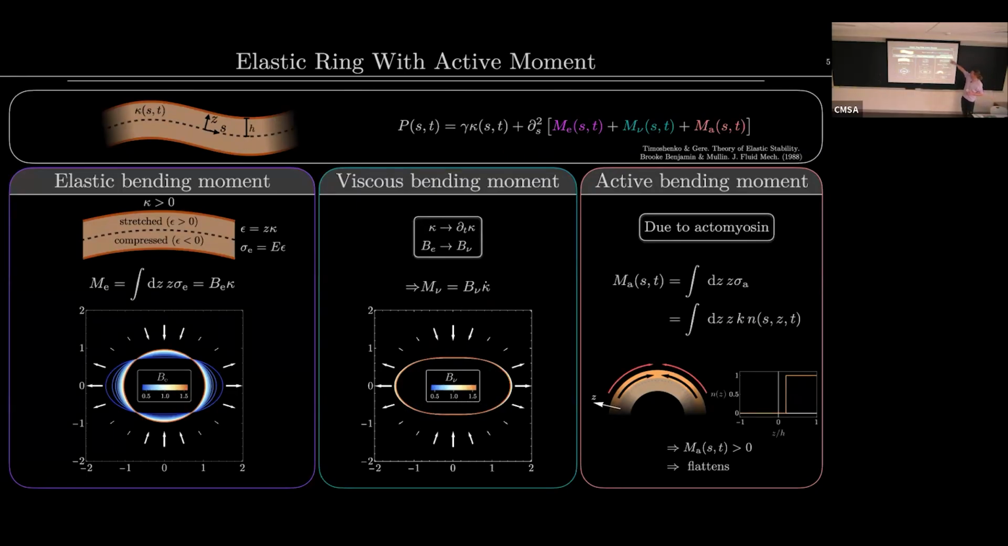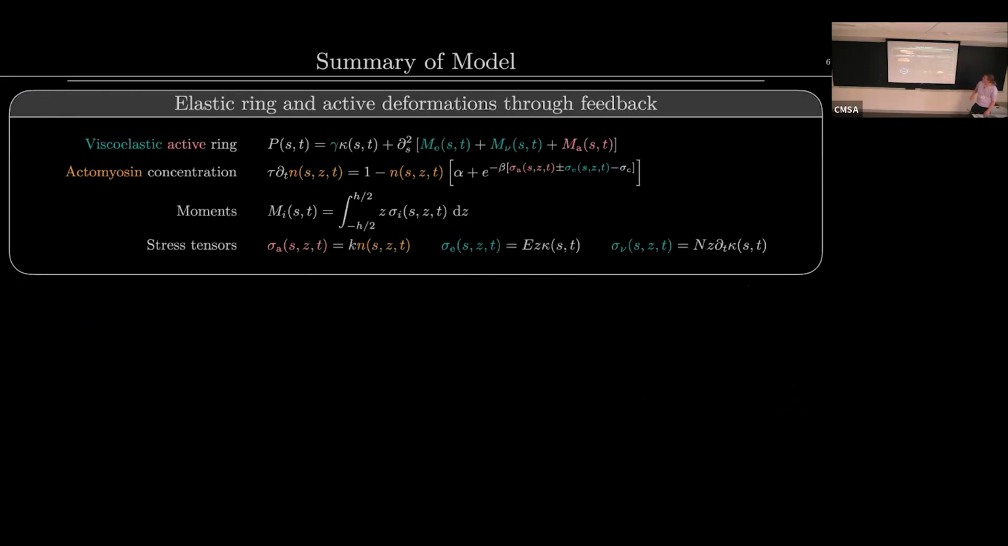So yeah, and then the active moment does what you would expect, what we've seen in the video before. If there's an asymmetry in concentration, there is contraction on one side, but not on the other side. So in this case, the active moment would drive to flatten the ring. So to summarize, that's the model, the concentration equation coupled to this viscoelastic active ring.